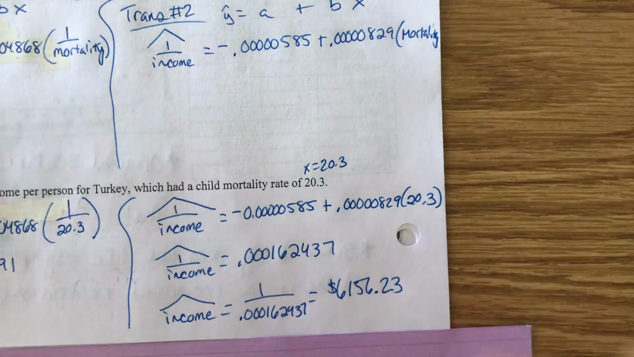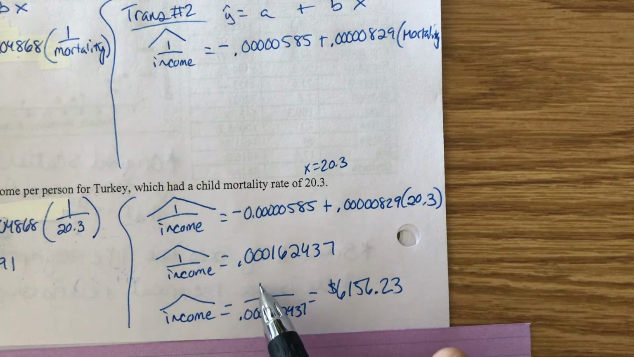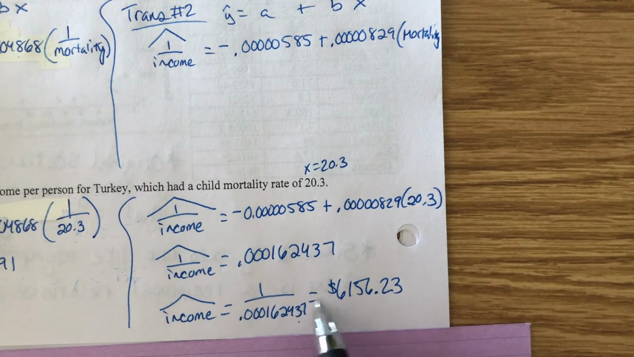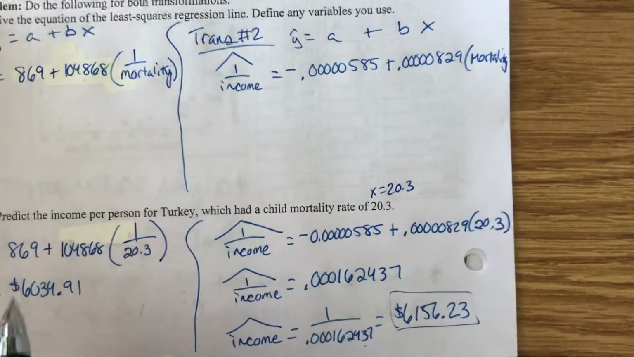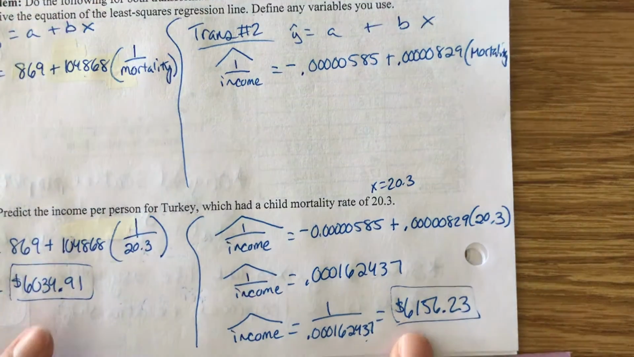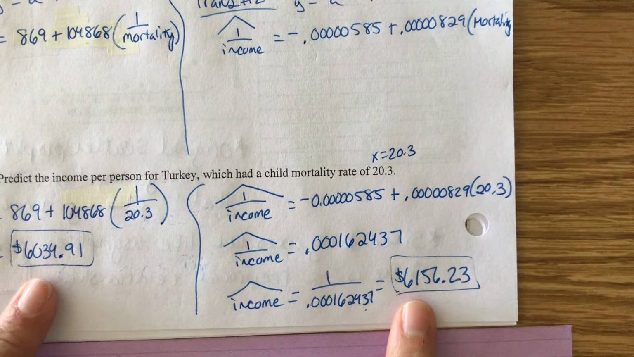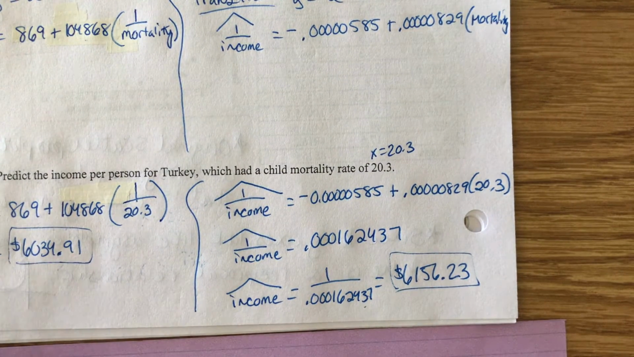Or you could cross multiply, or however you want to look at it. So when you do 1 over this decimal, this is our answer. This is the expected income. So they're close to each other. These two answers are close because remember, these are approximations, and when you start manipulating data, then it also gets a little different as you grow with it, okay?